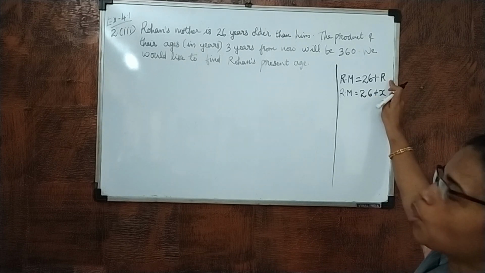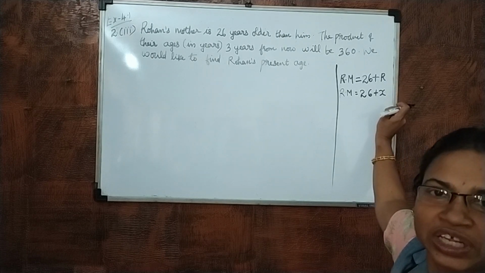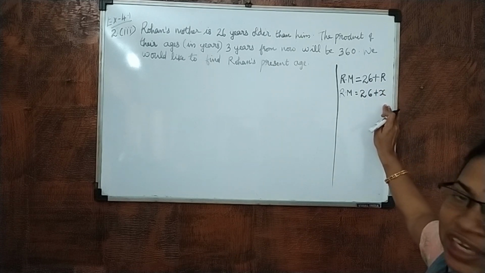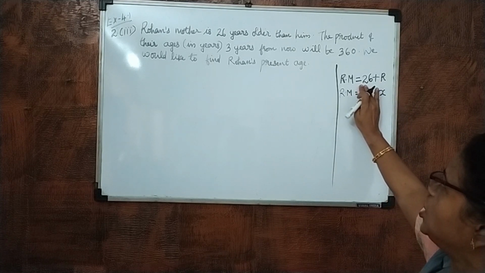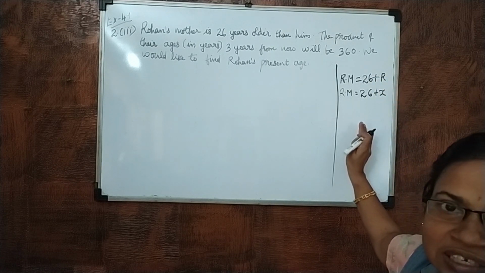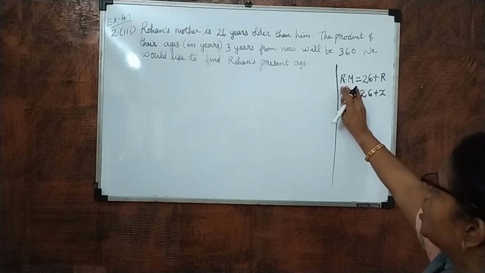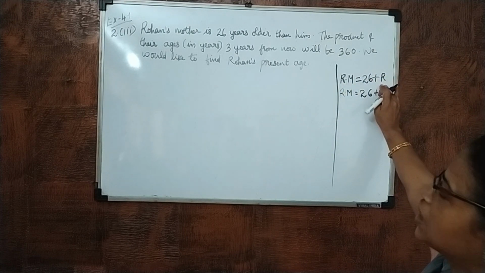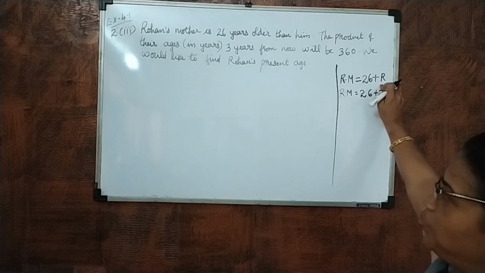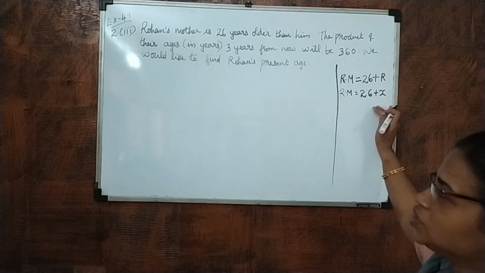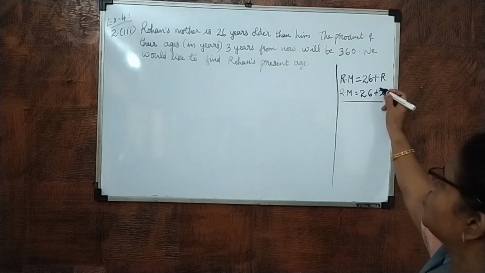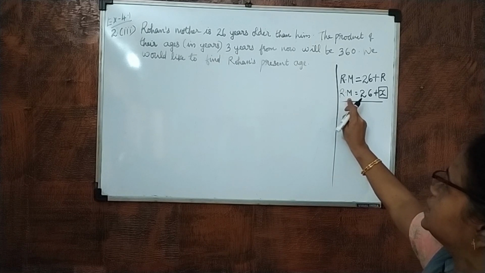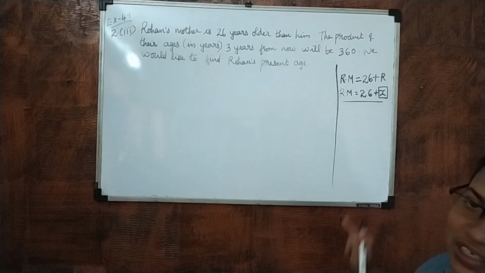That means Rohan's present age, we have to take it as x. Which one we are going to compare, that should be x. Clear? After the equal comes Rohan's age, so it should be x. So this is the first point: Rohan's present age will be x, and Rohan's mother's age will be 26 plus x.